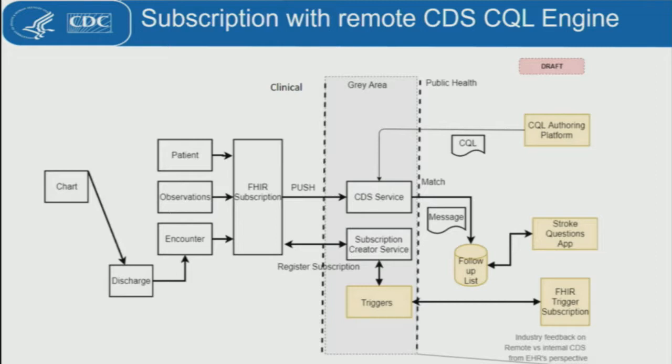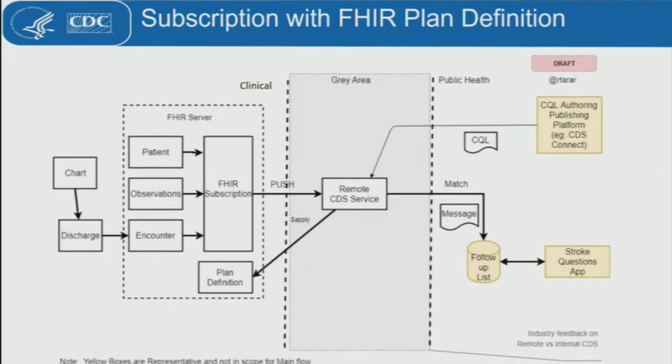In this scenario, you see there is a gray area. This is where it could be a business associate, it could be on the clinical side, it may not be on the public health side. So those business architectures need to evolve over time. This is another view into the same use case, but using plan definition. In this case, the remote CDS service is nothing but a coordinator. Eventually, when plan definition is implemented appropriately across implementations, everything could become self-contained, where plan definition is applied and the trigger is mapped in, and then it should automatically work.